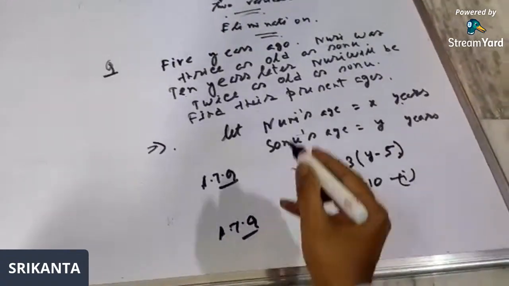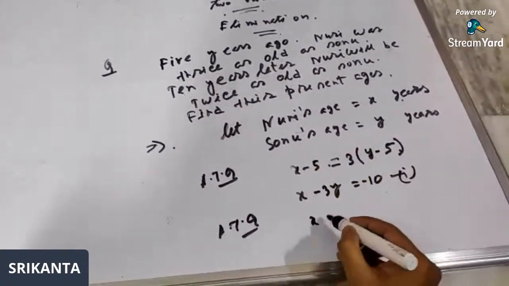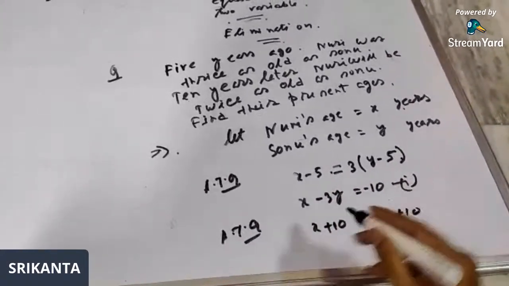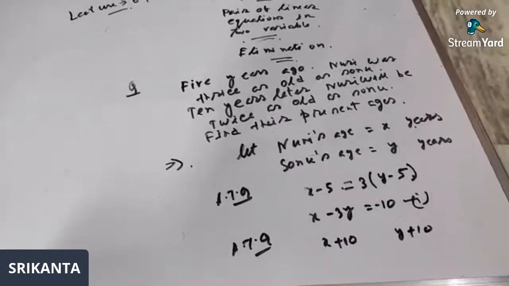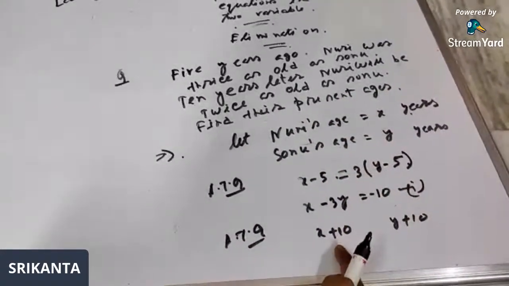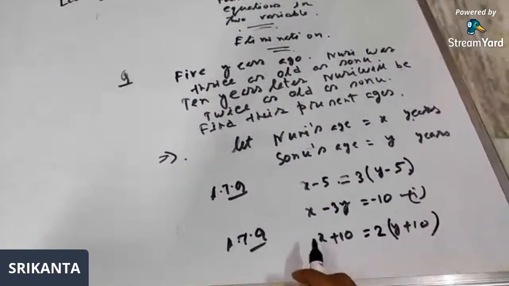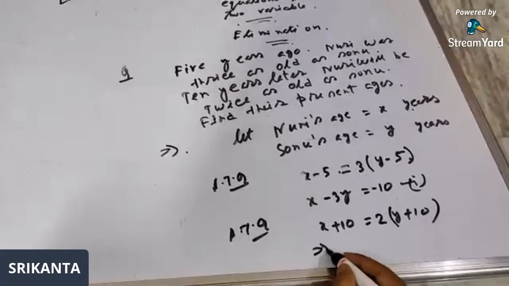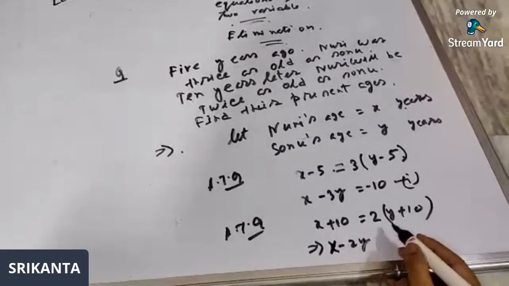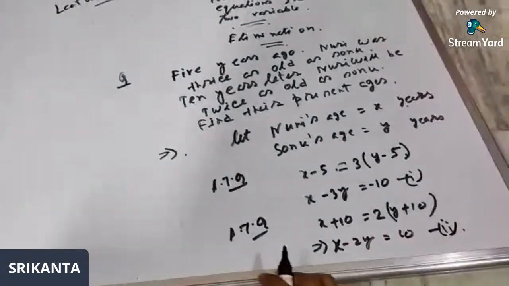Similarly, the second one will be 10 years later. So 10 years later, Nuri's age will be x plus 10, and Sonu's age will be y plus 10, right? Now it says that 10 years later, Nuri will be twice as old as Sonu. So x plus 10 is equal to 2 times y plus 10. If you simplify, this will become x minus 2y is equal to 10. Clear? This you put as equation 2.